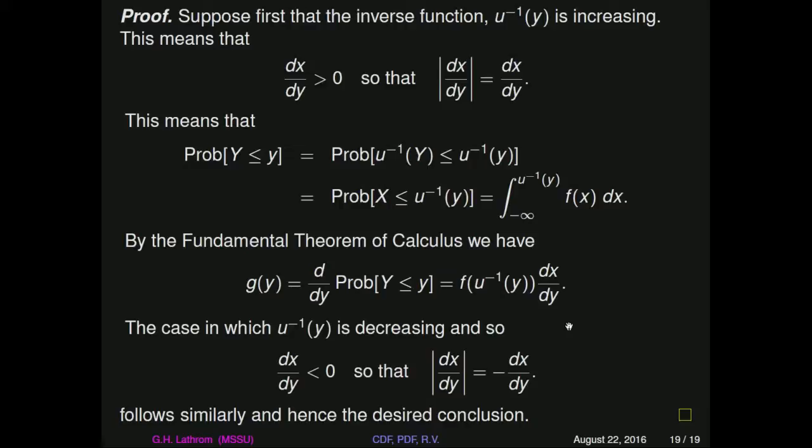If we look at the case in which our inverse function is decreasing, then our absolute value becomes the negative dx/dy. But in this step, when we apply the inverse function, our inequality would change directions. When our inequality changes directions, that's going to introduce a negative. That negative is going to get filtered through everything, and so I'll leave that as a little bit of an exercise for you to work through on your own, but it'll still end up giving us the desired conclusion.